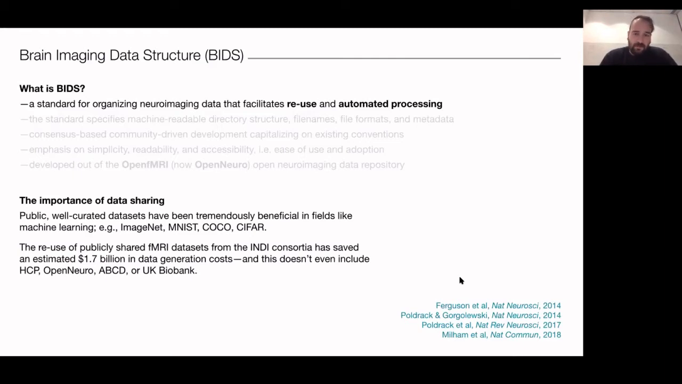And I think we'll see this, we're seeing it already, but we'll see it even more in neuroimaging as data sharing and big consortia become the standard. I just wanted to point to a statistic from Michael Milham's group suggesting that publicly shared fMRI datasets from the INDI consortia have saved an estimated $1.7 billion in data generation costs, right? And this is a real humanitarian issue, because that's people's tax dollars that would otherwise have gone into generating what is oftentimes redundant data. And that estimate doesn't even include these huge data sets like HCP, all of the things on OpenNeuro, the ABCD data set, or the UK Biobank, right? So the societal benefits of data sharing are huge.